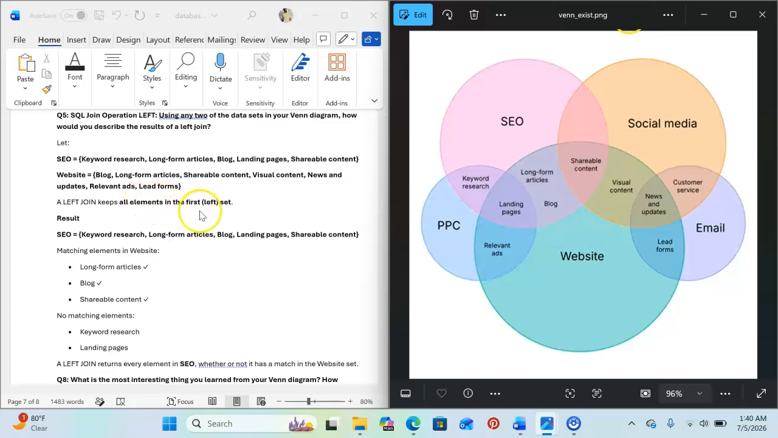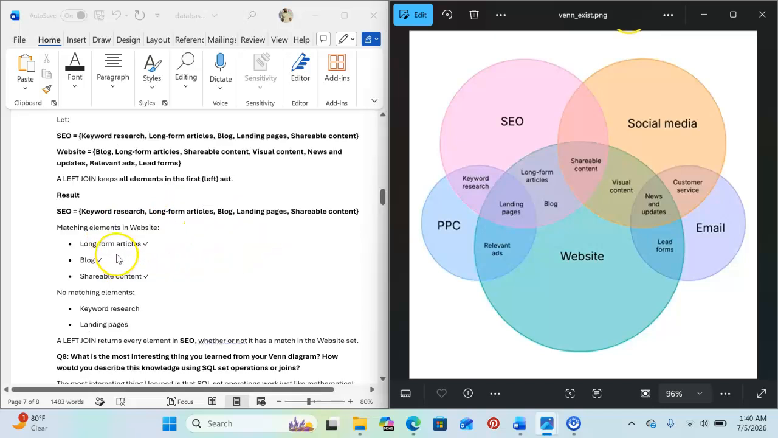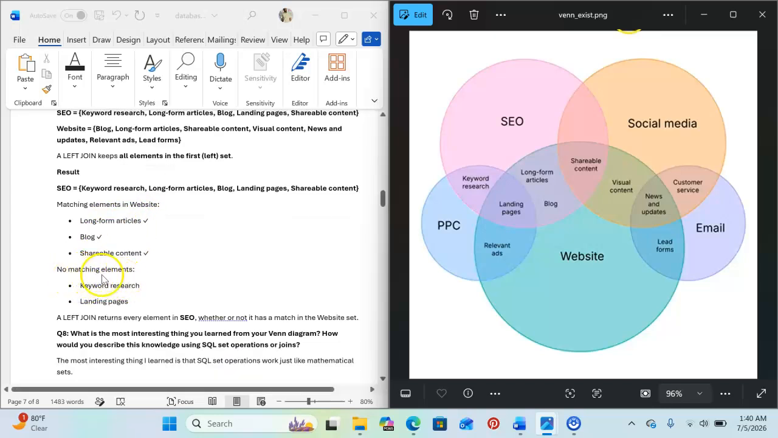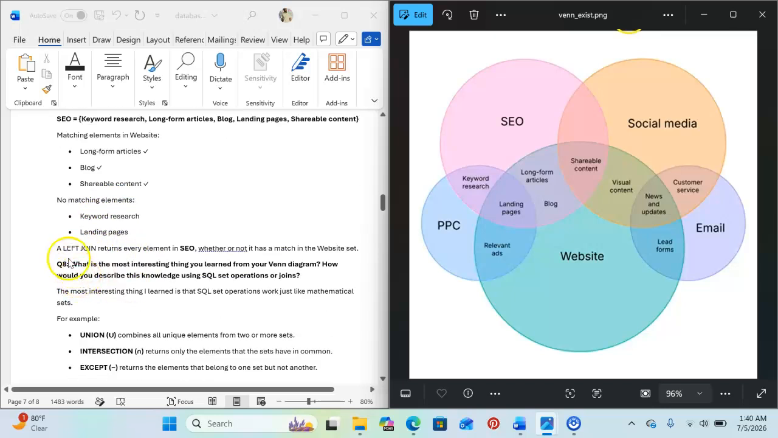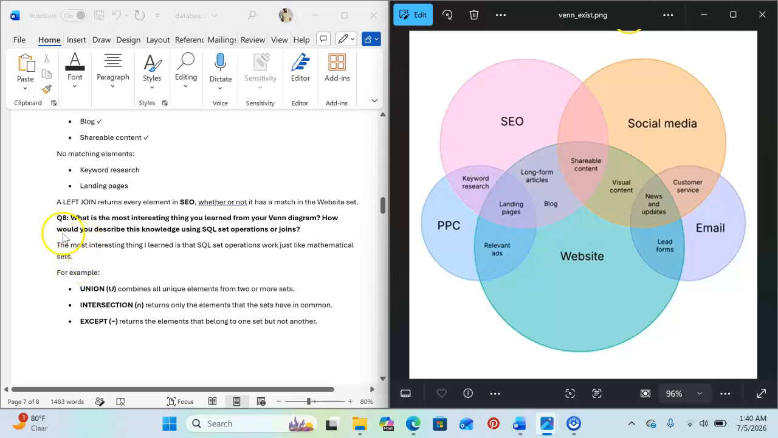A left join keeps all elements in the first set. So we will keep all these elements, then we will find a matching element in the website. So SEO: keyword research, long form article, blog, landing page, and shareable content are the results. The matching elements are long form articles, blog, and shareable content, and the non-matching elements are keyword research and landing pages. So a left join returns every element in SEO whether or not it has a match in the website set.